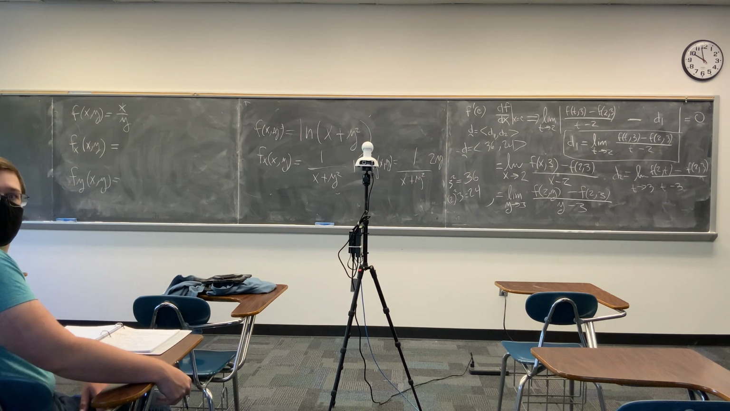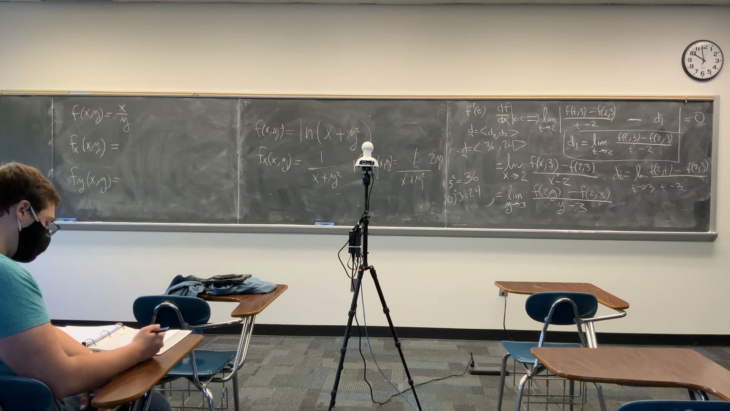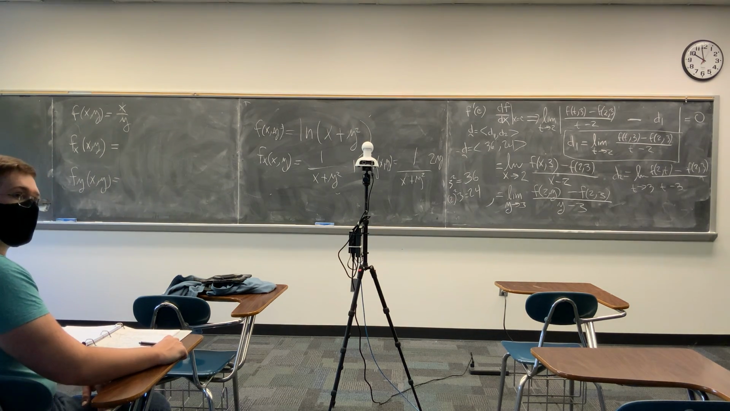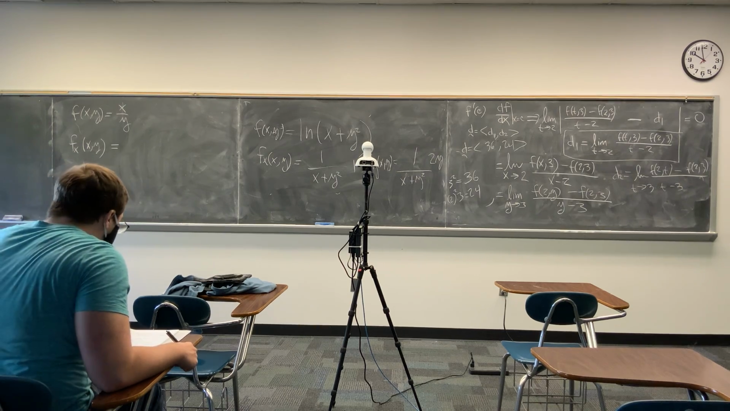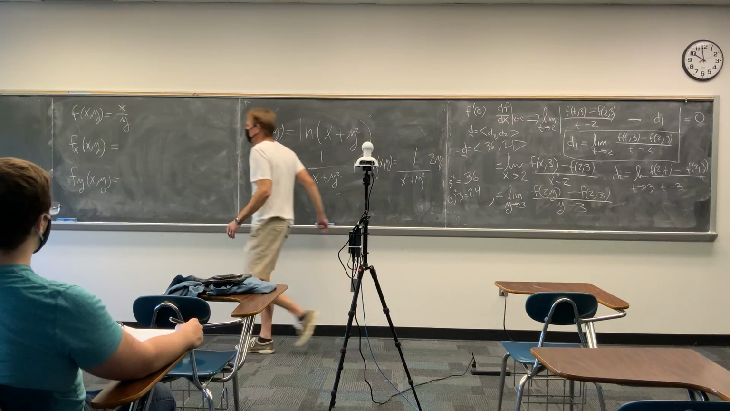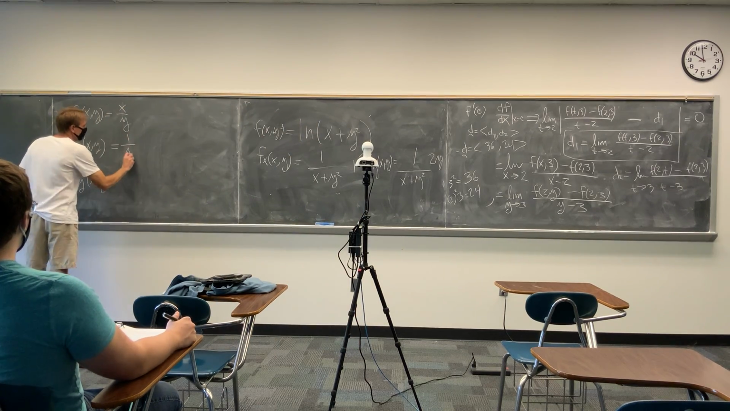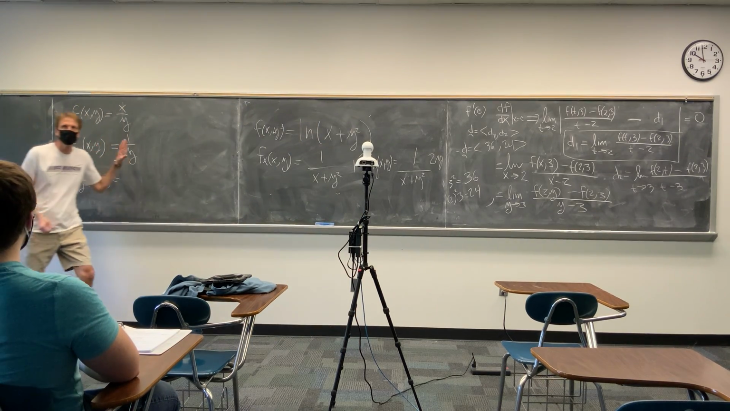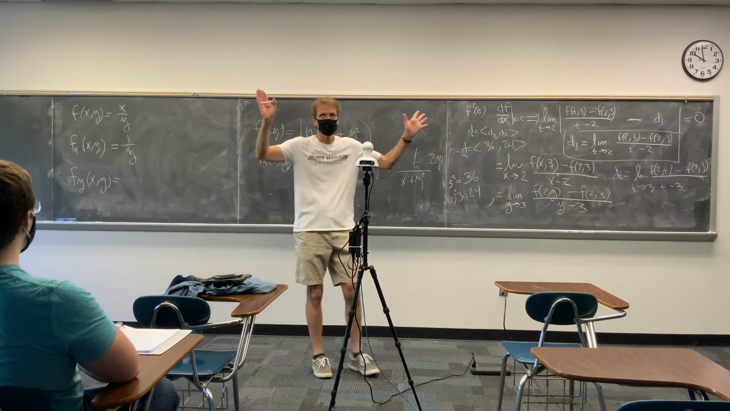Now let's look at the second one. What did they get for their second one? Negative x over y squared, so write that down. Let me try to explain this. How many people understand the first one?